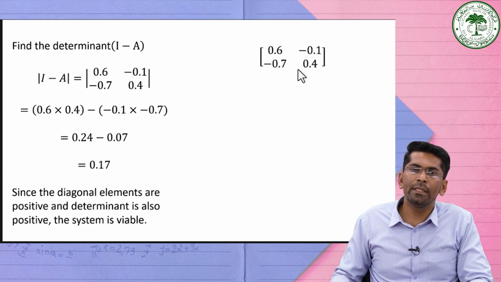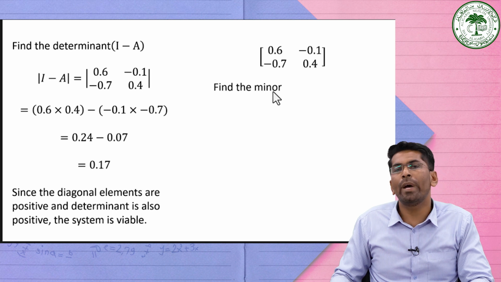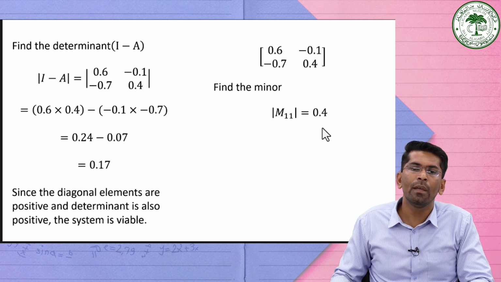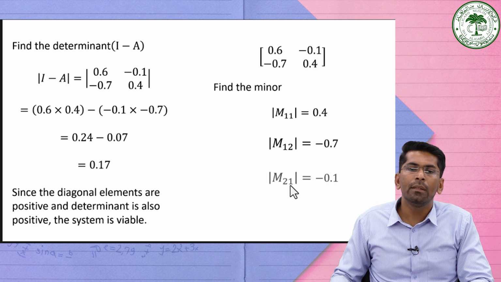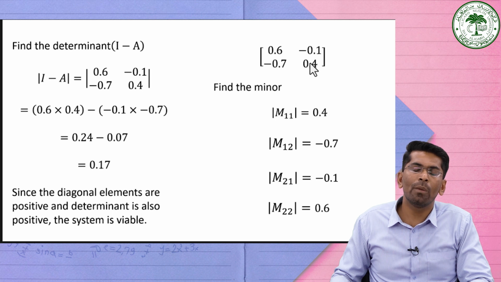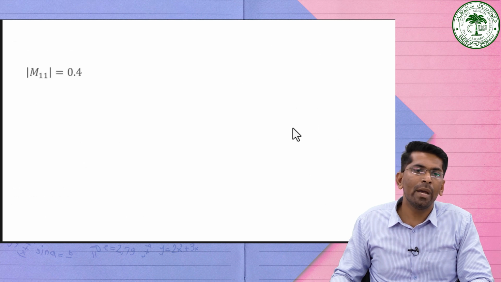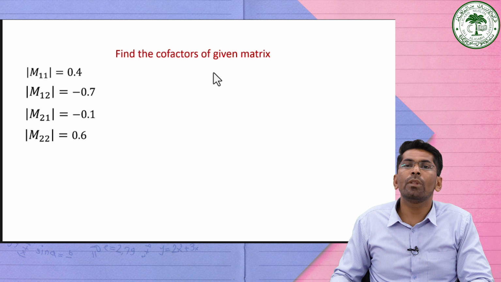See here, the matrix is given and first we want to find the minors. The minor of 0.6 is obtained by crossing out the first column and the first row, which gives 0.4. The second minor, crossing the first row and the second column, is equal to minus 0.7. The third minor, crossing the first column and the second row, is equal to minus 0.1. Then the fourth minor, crossing the second column and the second row, is equal to 0.6. After finding the minors, I am writing the minors separately here. We want to find out the cofactors.